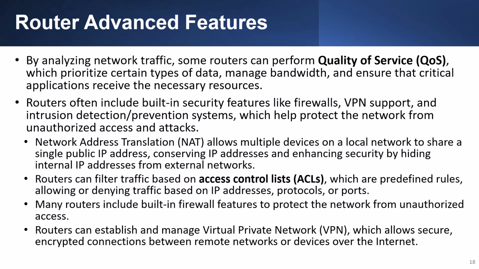Routers often include built-in security features like firewalls, VPN support, and intrusion detection/prevention systems, which help protect the network from unauthorized access and attacks. Network address translation, or NAT, allows multiple devices on a local network to share a single public IP address, conserving IP addresses and enhancing security by hiding internal IP addresses from external networks. Routers can filter traffic based on access control lists, or ACLs, which are predefined rules allowing or denying traffic based on IP addresses, protocols, or ports.